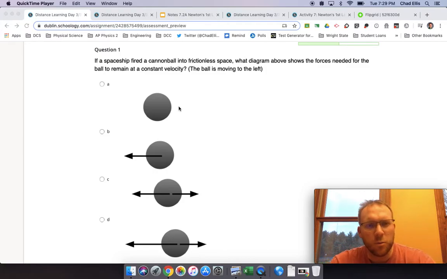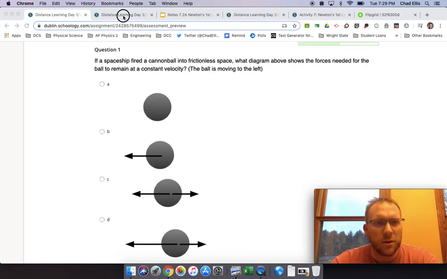Just want to start with a quick overview of the question that you guys ended last unit with. If a spaceship, so we're assuming we're in outer space, fired a cannonball into frictionless space, what diagram below shows the forces needed for the ball to remain at a constant velocity? Again, here's the idea, constant velocity. And for us, we're going to say that the ball is moving to the left. Before we actually go through the answer, let's take a look.